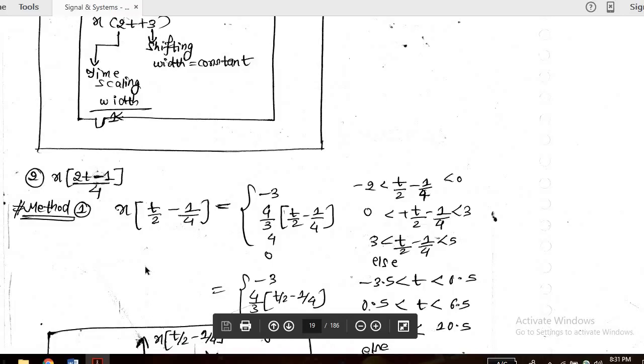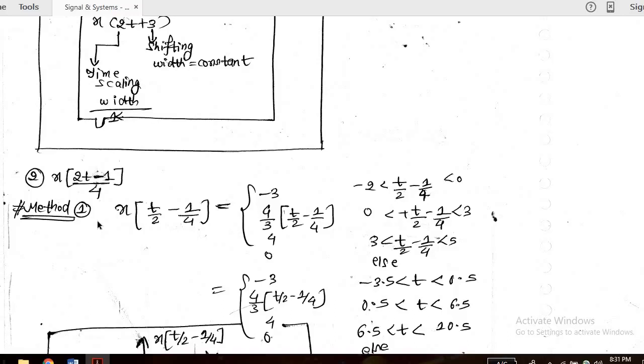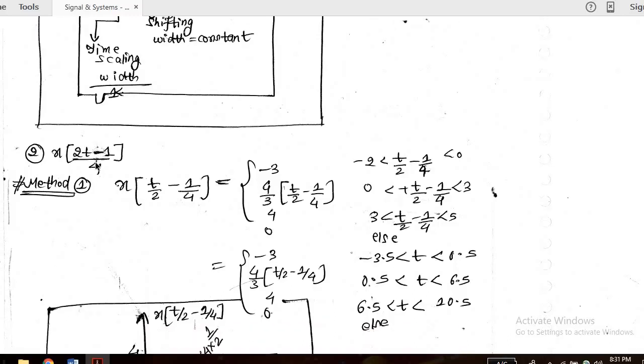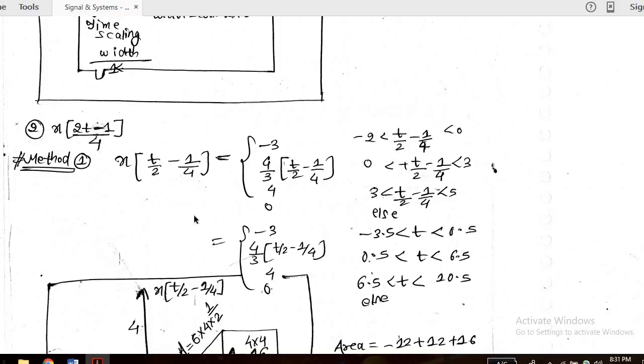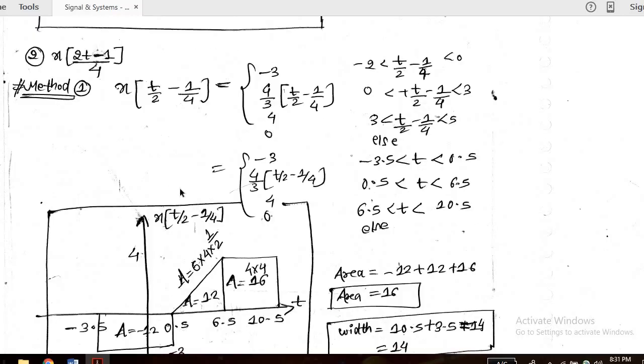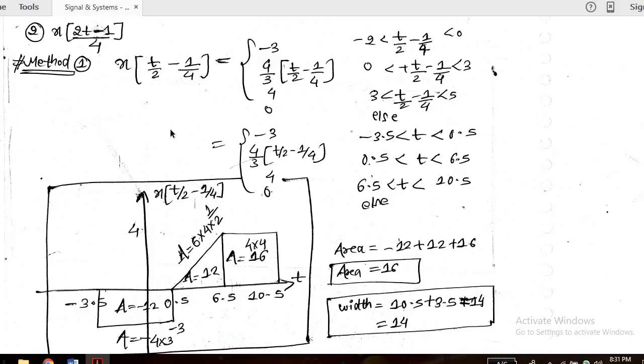No, he is asking x of 2t minus 1, whole divided by 4. So method 1 is you divide individual terms: x of 2t by 4 minus 1 by 4 is equal to x of t by 2 minus 1 by 4. Now again, you can follow left to right or right to left, whichever approach you feel is convenient for yourself.